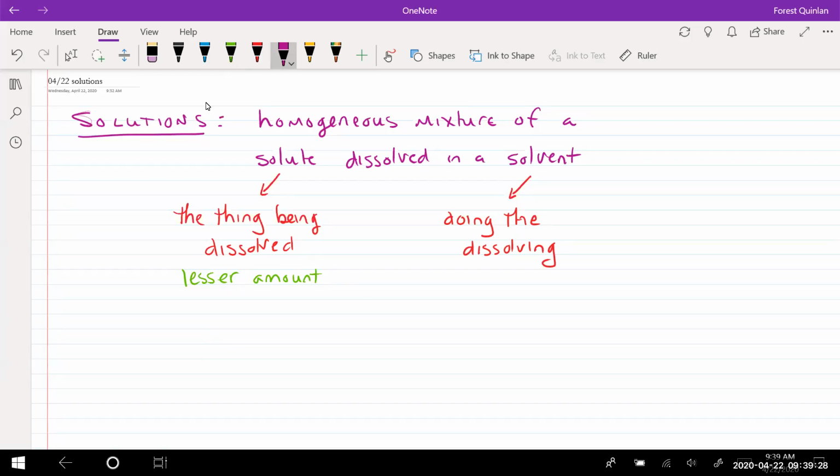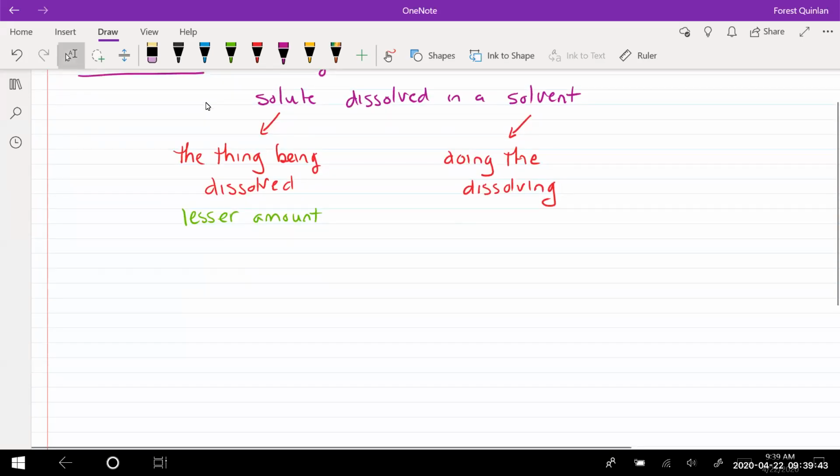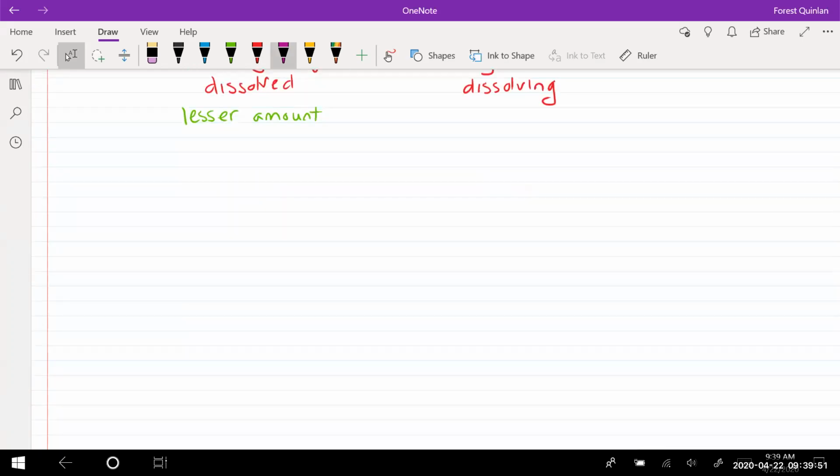Now, this goes back to our homogeneous and heterogeneous mixtures. There is no way to make a heterogeneous solution. Solutions, by definition, have to be homogeneous. That is their classification. But within solutions, there are 7 different categories of solutions. So let's look at the categories that solutions can be placed into. There are 7 categories of solutions.